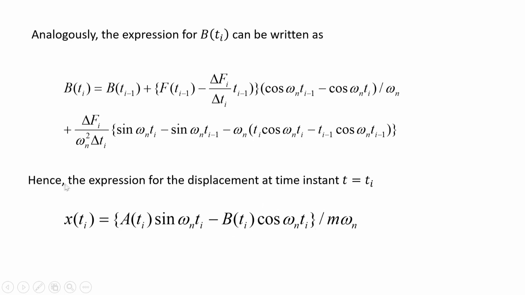And since it is an undamped vibration case, we have used the impulse response function for the undamped system. That impulse response function was, as you remember, 1 by mωn sin ωn t, that means h(t minus τ) was 1 by mωn sin ωn (t minus τ). Now we decompose this, as a result we are getting these two terms, sin ωn t and cos ωn t. Now here you can see, because of this constant mωn, we have to divide the expression x(Ti) by mωn. Okay.